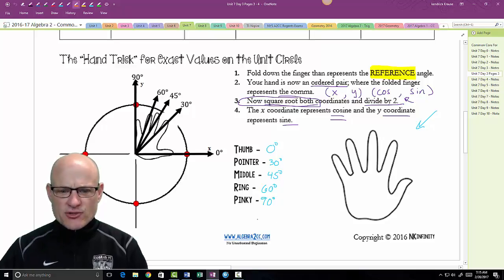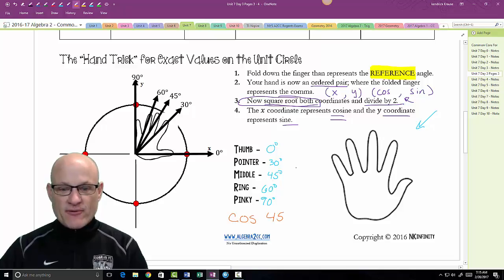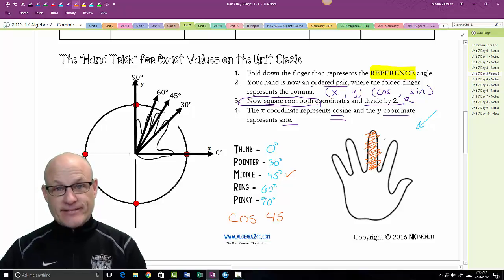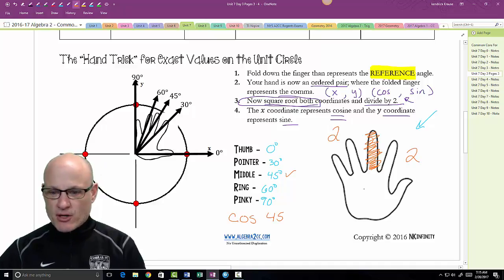Let's try another one. We'll do two more. We'll do the cosine of 45 degrees. All right, 45 degrees is the middle finger. No, you can't say to somebody, I'm going to 45 degree you, because that doesn't work, okay? We don't do that in math. So we take down this. So I've got 2 fingers here, and I've got 2 fingers here. Don't email me and send me a comment that says, a thumb is not a finger, Mr. Krause. Shut up.